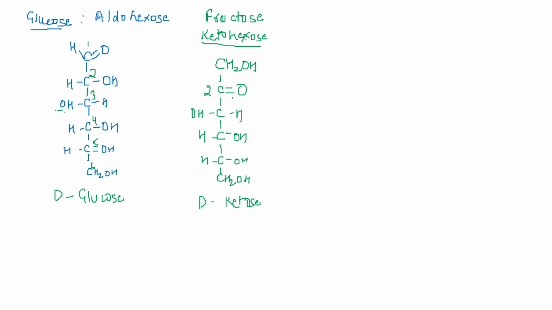Now let's learn the structure of galactose, using a different color again. Galactose is again an aldohexose, and its structure is quite similar to glucose.